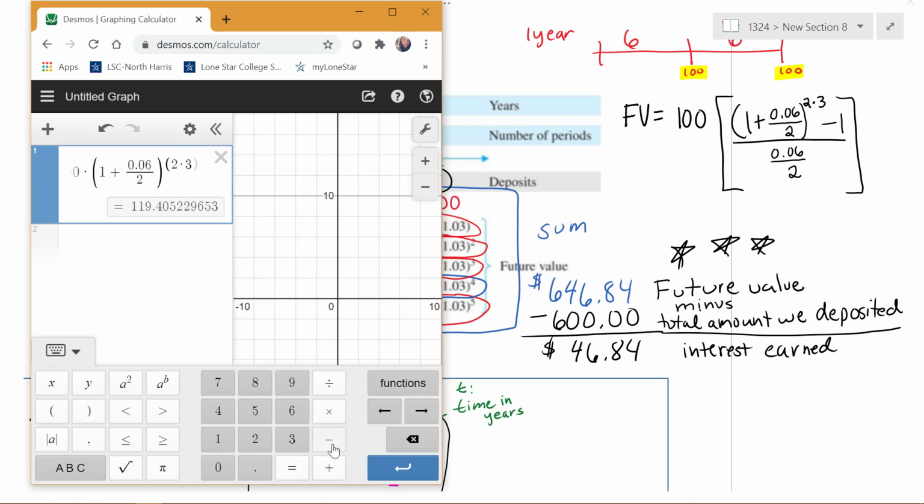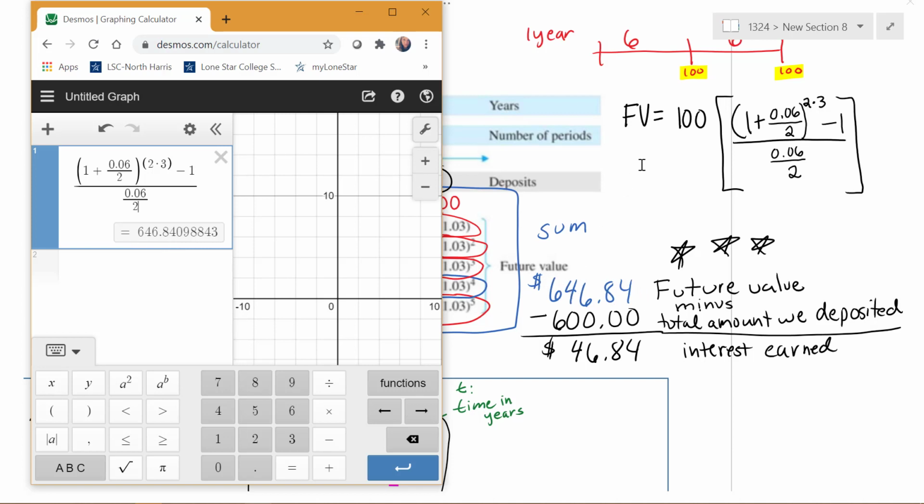Come outside of that parentheses and I'm going to subtract 1. Now I want to make sure all of that goes on top of the 0.06 divided by 2. So I want all of that to be on the top of the fraction. So I'm going to highlight everything that I've typed except for the 100 there. And I'm going to hit divided by. So all of that now is at the top of that fraction. And then I'm going to type in my 0.06 and divide that by 2. And I get $646.84 when I round to the nearest 2 decimal places. And that's exactly what we got here.